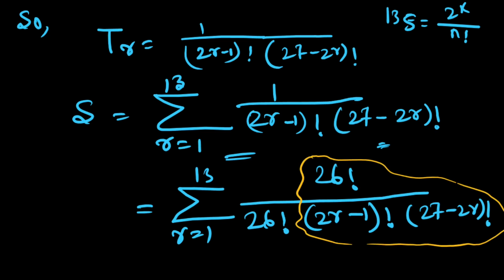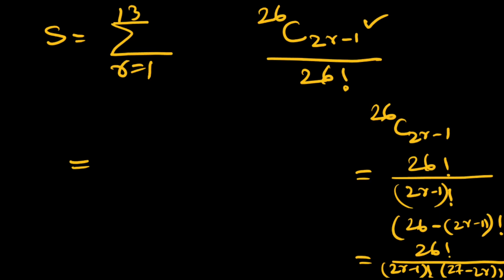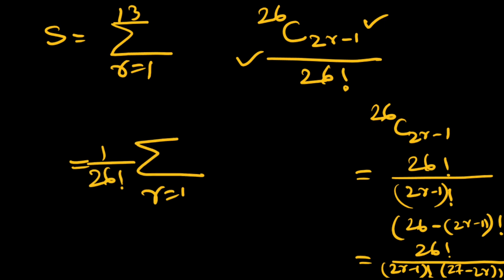So we write 26C(2r minus 1), that is equal to 26C(2r minus 1). Now we break this term. Also this 26 factorial comes outside the summation: 26 factorial, r runs from 1 to 13, 26C(2r minus 1). Now we break this summation.